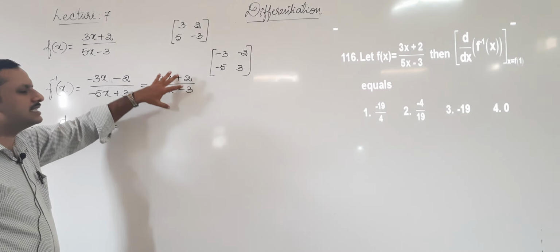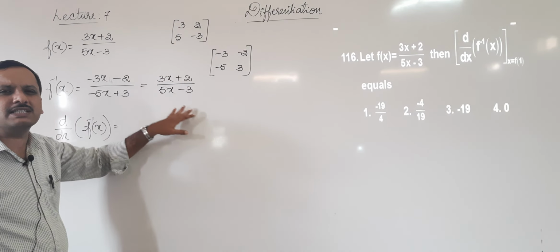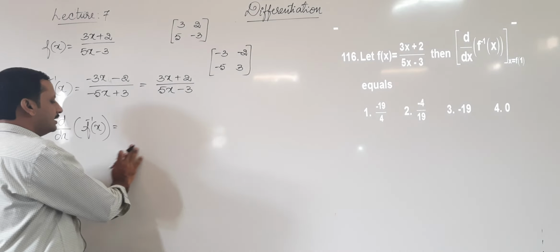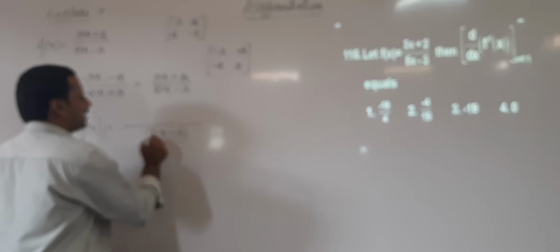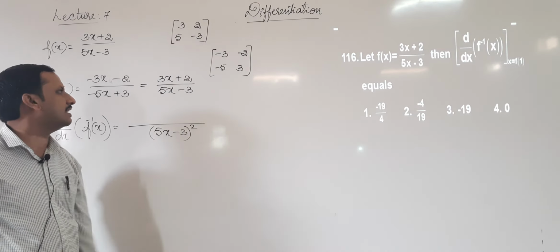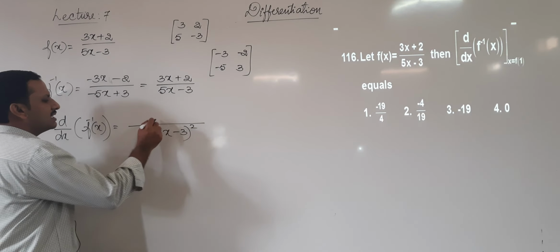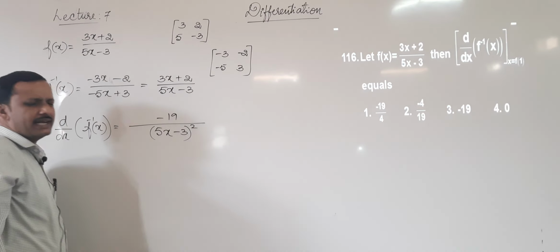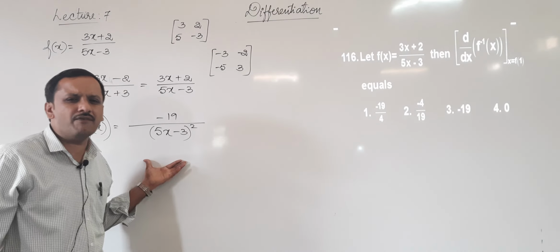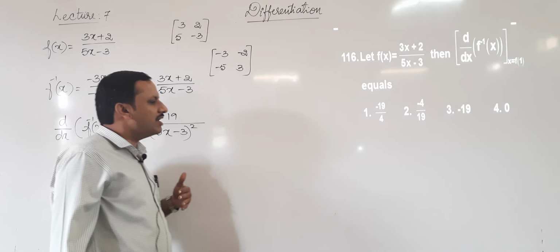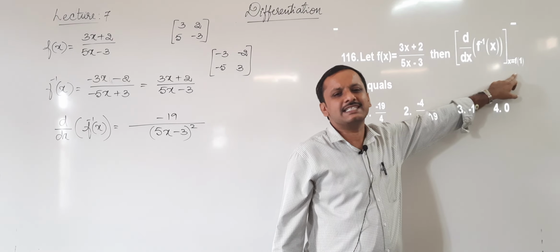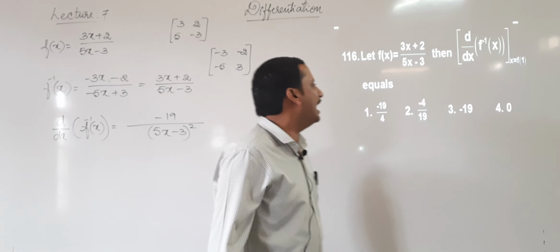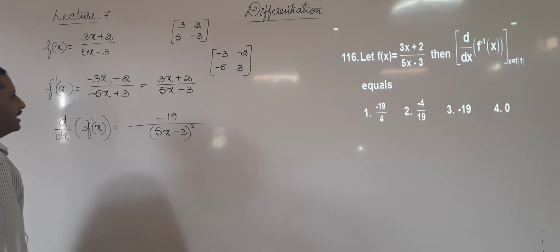differentiate this. This is of the form ax plus b by cx plus d. Now you know one shortcut, that is in the denominator 5x minus 3 whole square, in the numerator ad minus bc, that is minus 9 minus 10, which will give you minus 19. This is the derivative of f inverse of x. We want to find the derivative of f inverse of x at x is equal to f of 1. At x equal to f of 1.